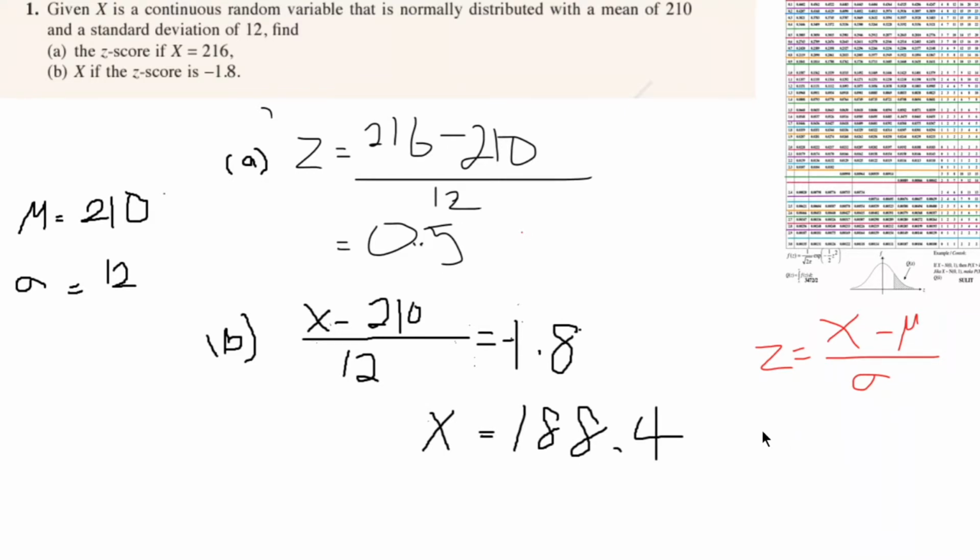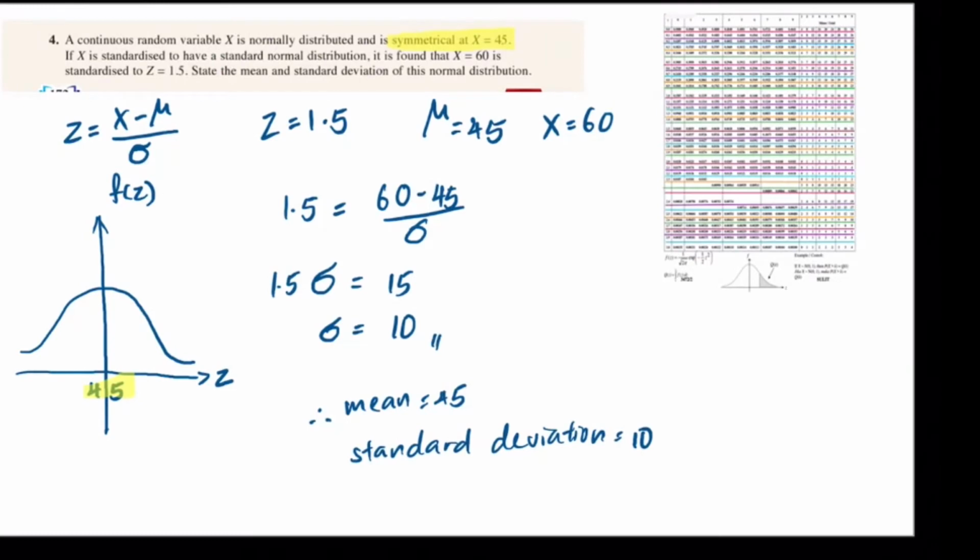That's all. The question states that a continuous random variable x is normally distributed and it is symmetrical at x equals 45. If x is standardized to have a standard normal distribution, it is found that x equal to 60 is standardized to z equals 1.5. So state the mean and the standard deviation of this normal distribution.